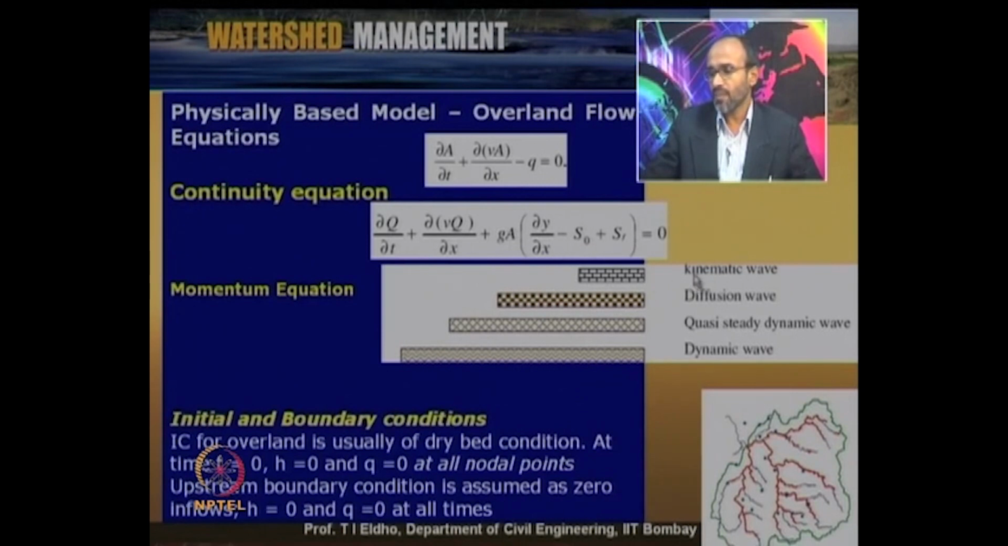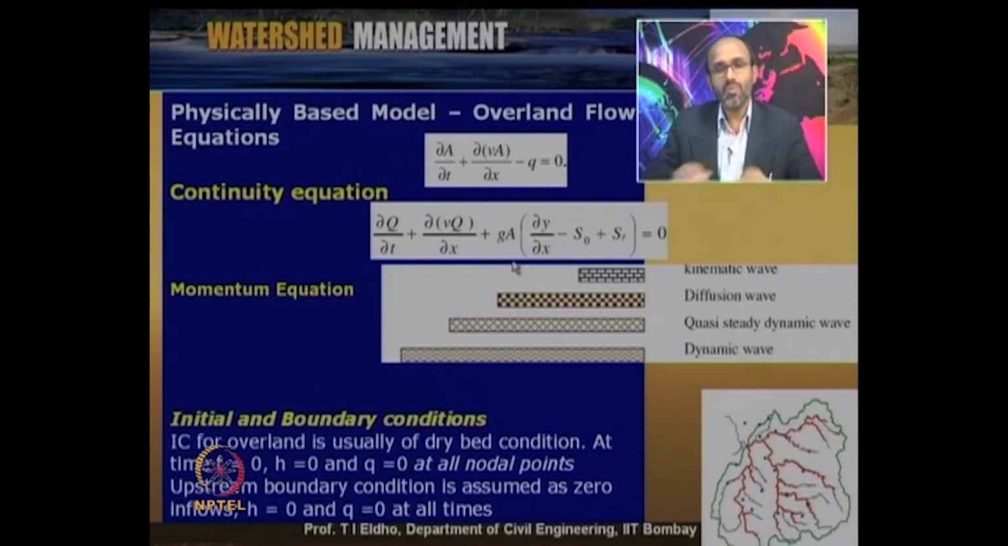Here you can see that when we consider the continuity equation and equate the bed slope to the energy slope, that kind of modeling is called kinematic wave. When we consider the continuity equation and this portion of the momentum equation, it is called diffusion wave modeling. As we discussed earlier, if it is only up to this part of the momentum equation, we call it the quasi steady dynamic wave equation. Otherwise, when we consider the entire equation, we call such modeling a dynamic wave model.